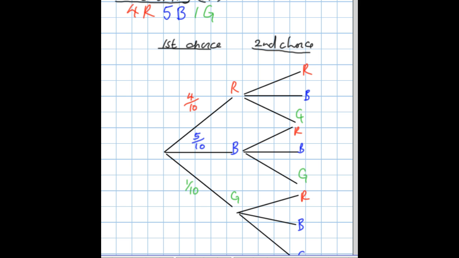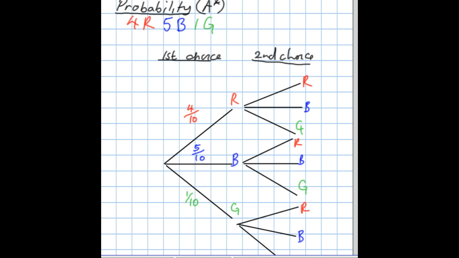Now, here's the phrase, look out for it: without replacement. That's what makes this an A star question, because our probabilities change. They're conditional. They're based upon the earlier decisions.